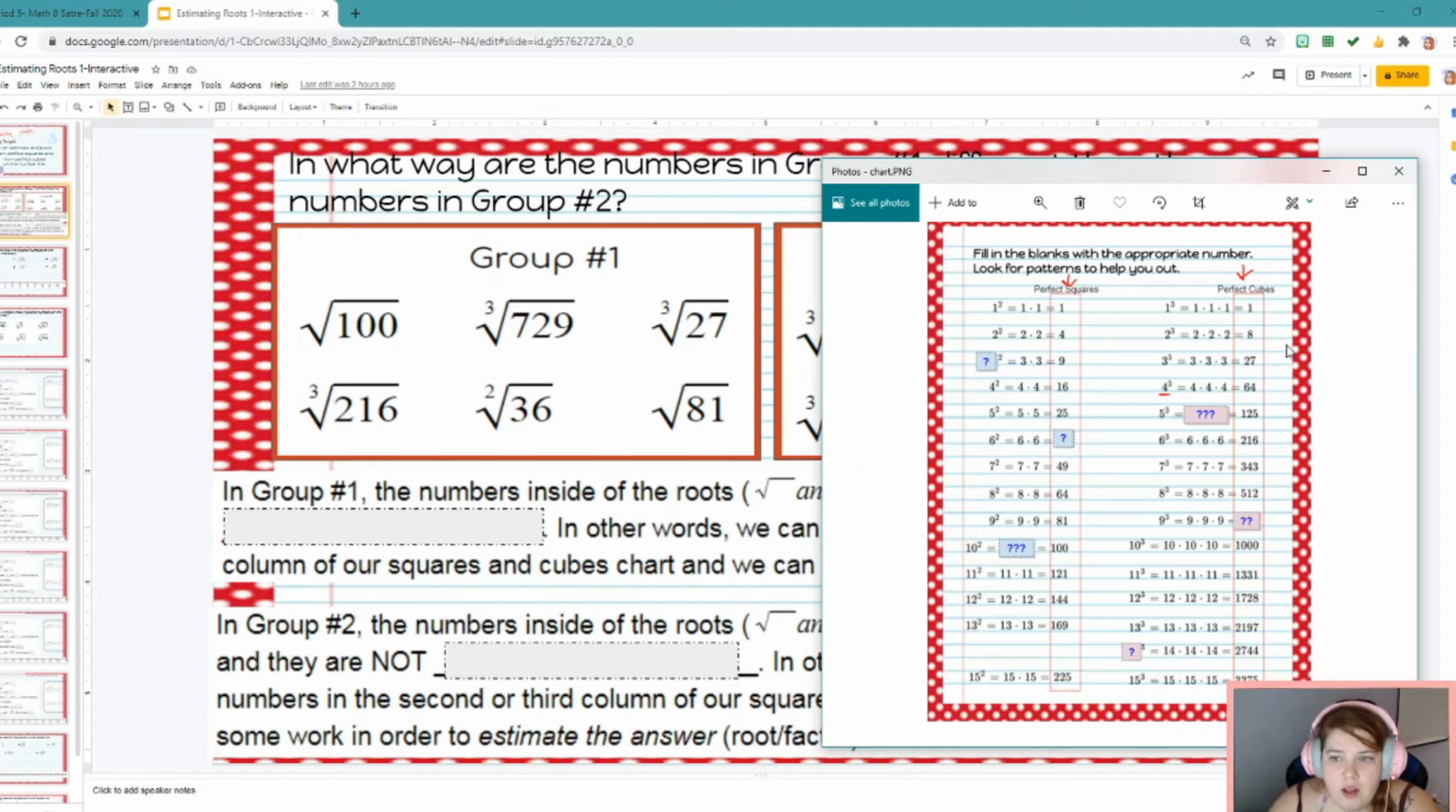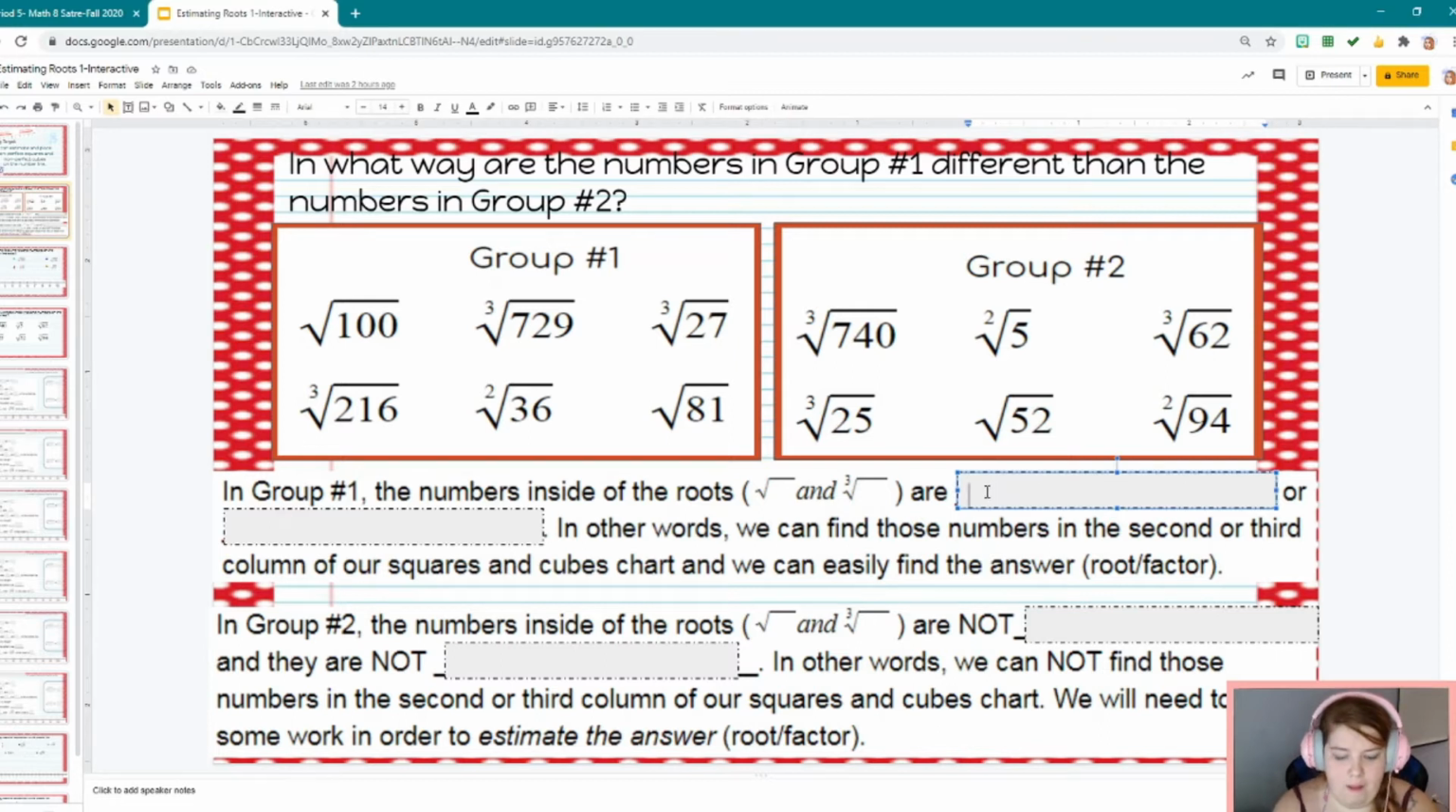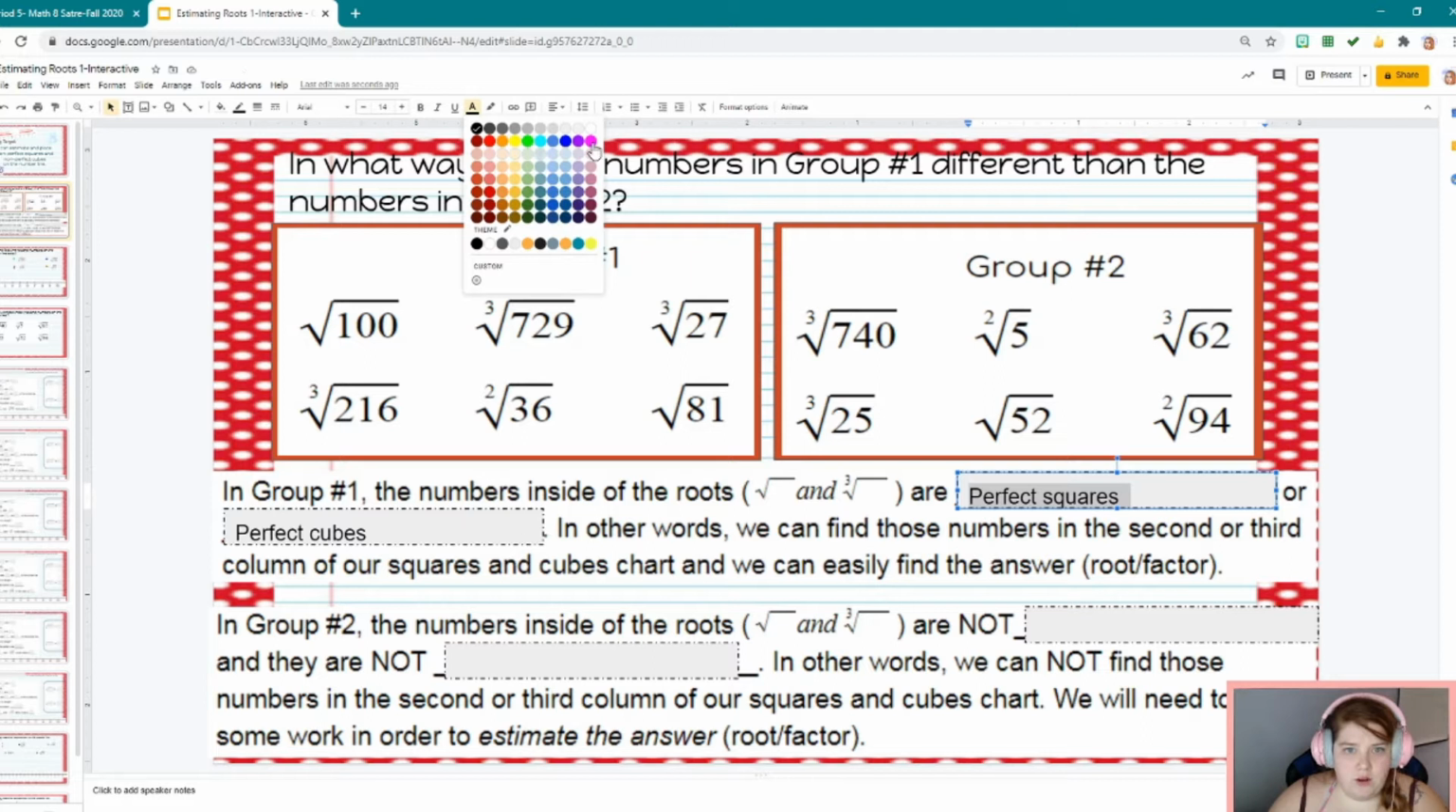So in group 1, we notice they're all numbers on my chart, which means that they are perfect squares or perfect cubes. And I like to make sure that my text is really noticeable.